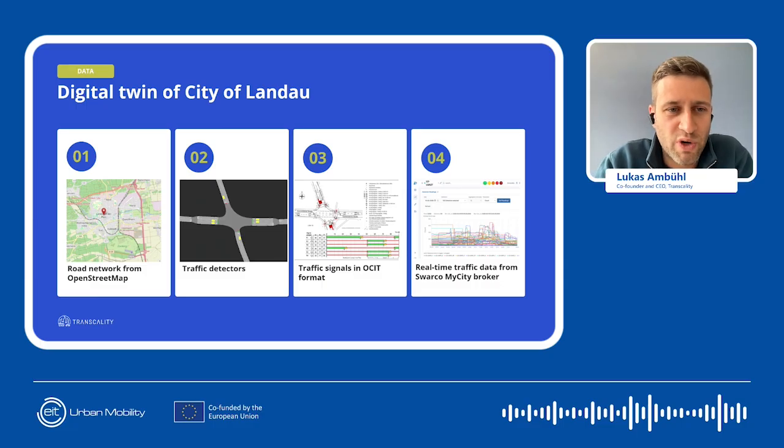So what we started out with for a city called Landau in der Pfalz in Germany is that we built the road network from OpenStreetMap. We then added the traffic detectors, as you see in the second step, the little yellow squares. Those little squares were directly connected to My City. So essentially, they were the ones that gave us the real-time API to understand how many cars or how many bicycles, etc., drove over a certain stretch of road. And then in the third step, we gathered the traffic signals in what is called an OCIT format, which is a fairly familiar format in the DACH region.